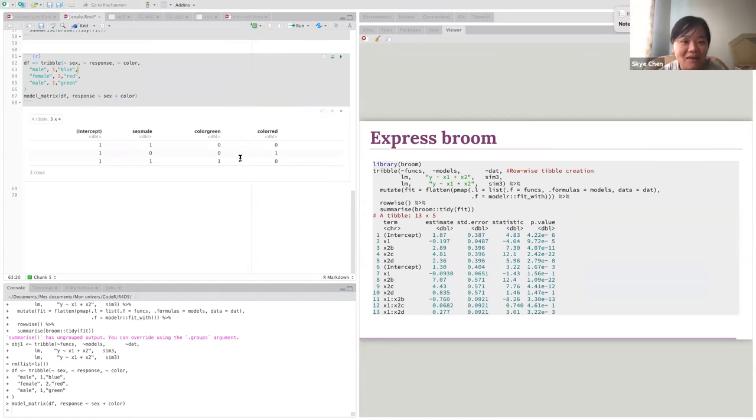Look, it has some outcome, like Sandra's example, and it gives us color green, color red. Interesting. And it doesn't have color blue? No, because we need to remove one level per factor. Because everything is compared to blue.